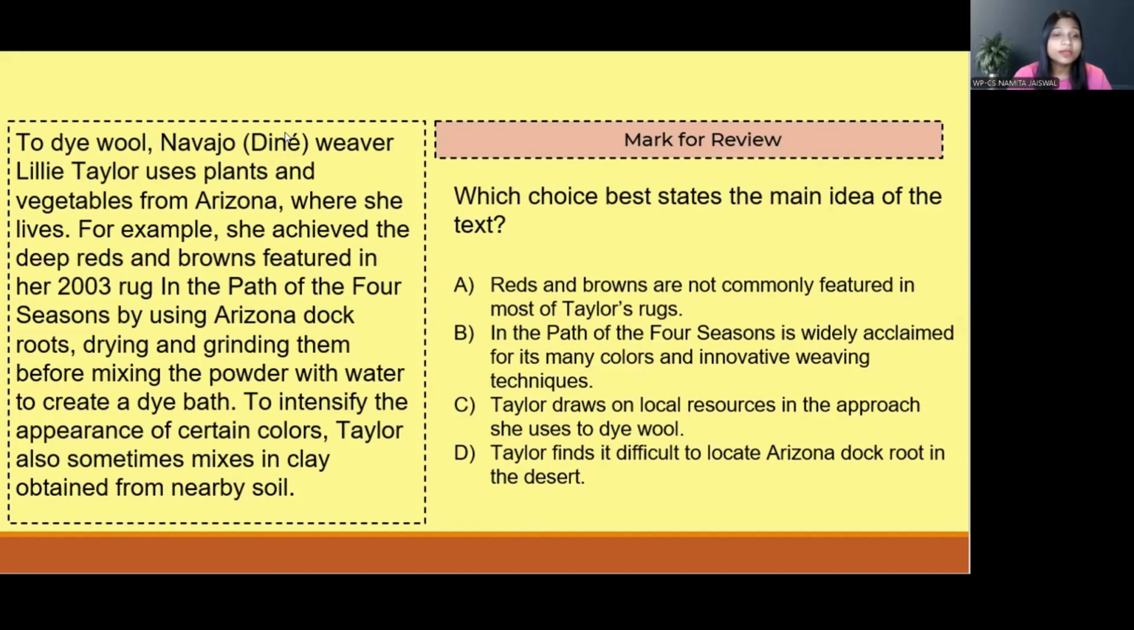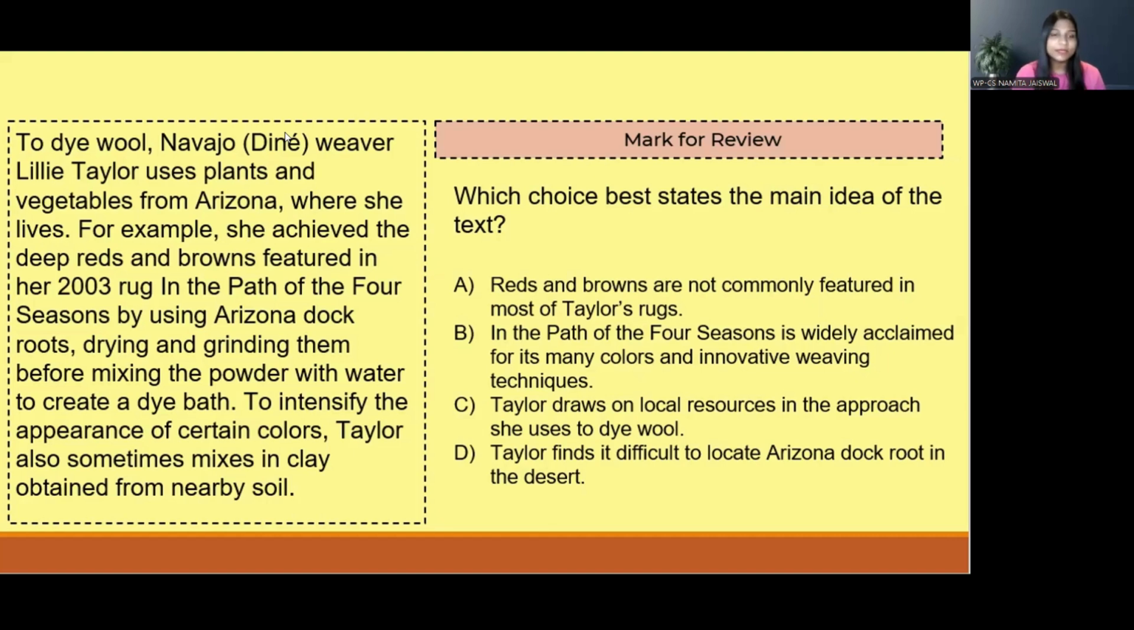Okay. Now here, Navajo weaver Lily Taylor creates dyes in the given paragraph, right? For wool using plants and vegetables from Arizona. Now, for example, in her 2003 rug In the Path of the Four Seasons, she made deep reds and browns by drying and grinding Arizona dock roots, then mixing the powder with water to create a dye, right? Now, to make some colors stand out more, she sometimes adds clay from the local soil.